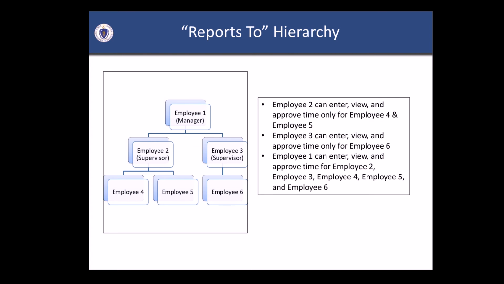So what's nice is the manager, employee number 1, can see the timesheets for all of those folks: employee 2, 3, 4, 5, and 6. They can also enter and approve time for those folks if they need to. Now, if you were employee number 2, you would only be able to view, edit and enter employee 4 and employee 5. And if you were employee 3, you would only have 1 employee, employee 6. If you follow the organization chart, that's the best way to think about it.